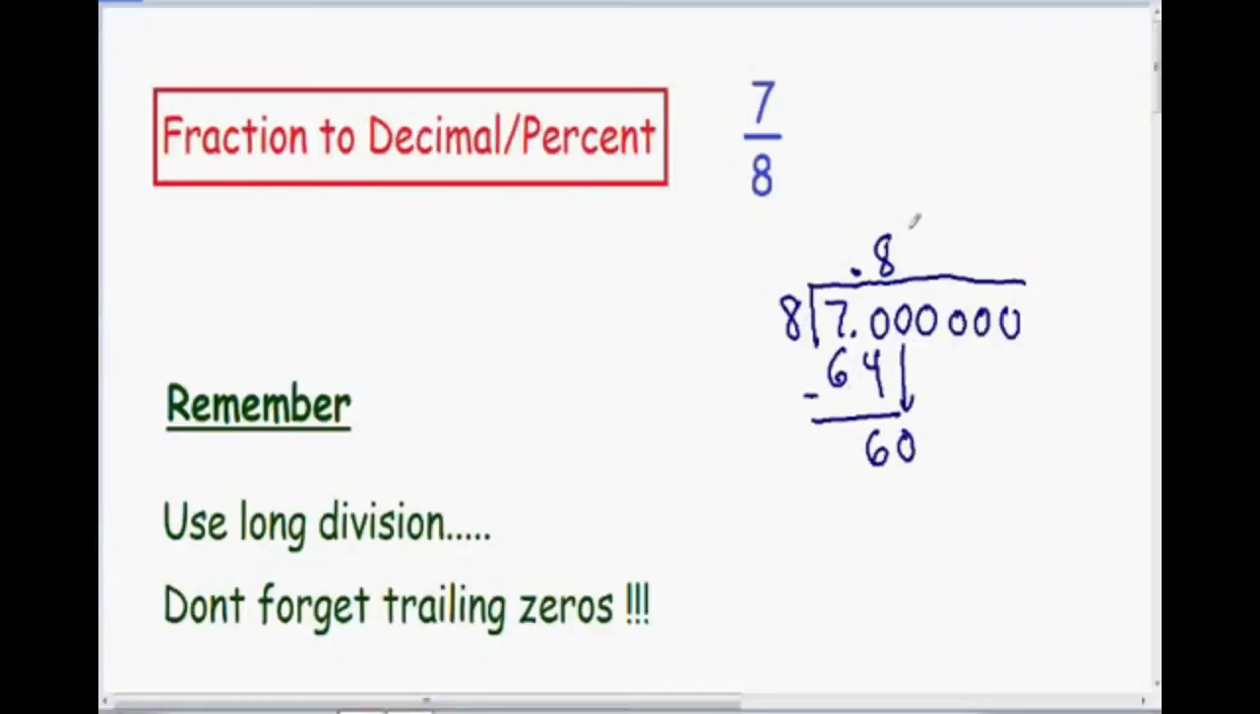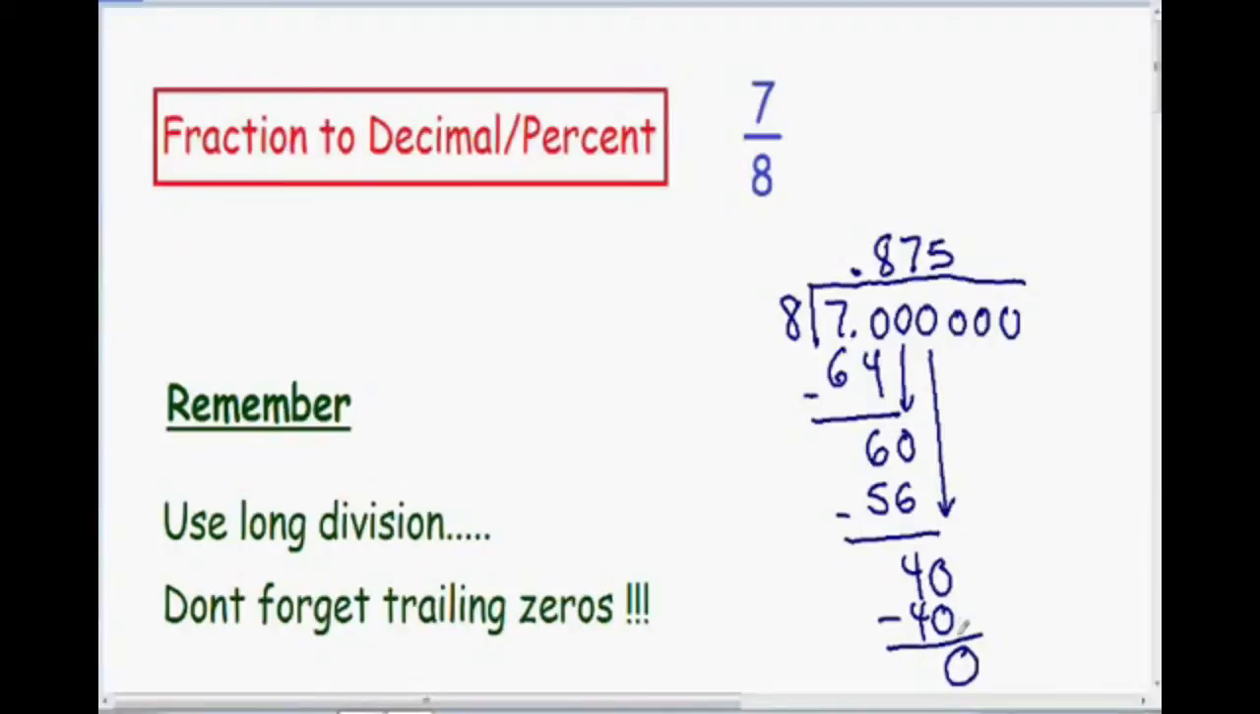8 goes into 60 7 times. 7 times 8 is 56. And if we subtract 60 minus 56, we get 4. We still have a remainder, so we need to keep on going. So I'll bring down my next 0. 8 goes into 40 5 times. And 5 times 8 is 40. And if we subtract 40 and 40, we get a remainder of 0.